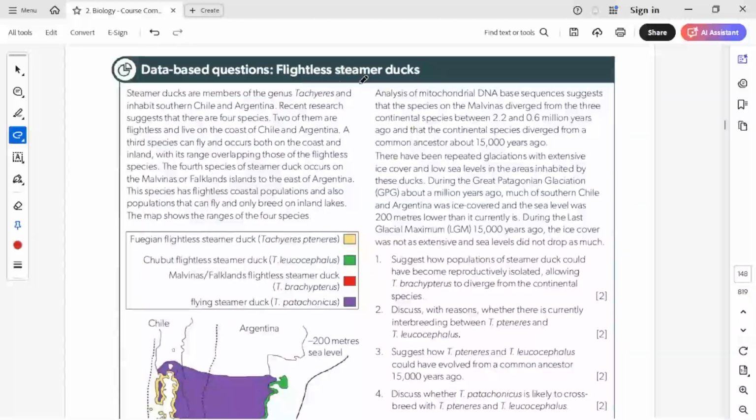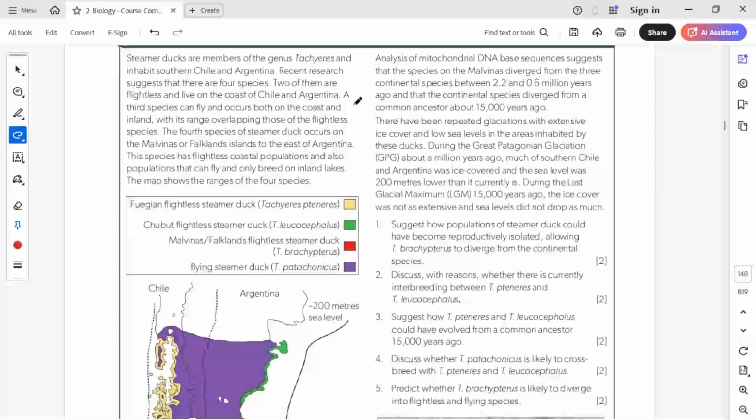It's a flightless steamer ducks data here. So steamer ducks are members of this particular group, found in South Chile and Argentina. Some of them are flightless and live on the coast of Chile and Argentina. A third species can fly and occurs both on the coast and the inland. So what is the coast? It is the coastal area. Inland is the inner waters.